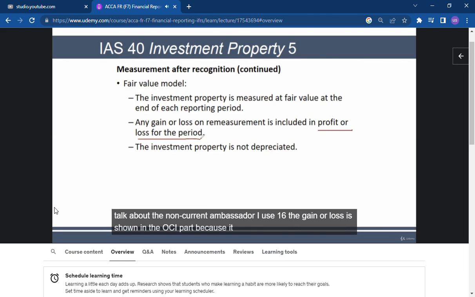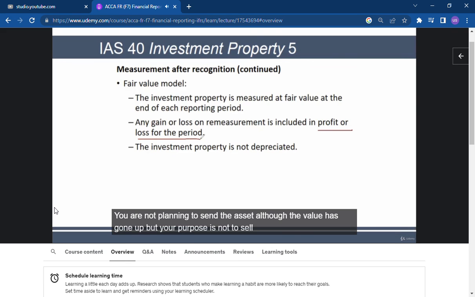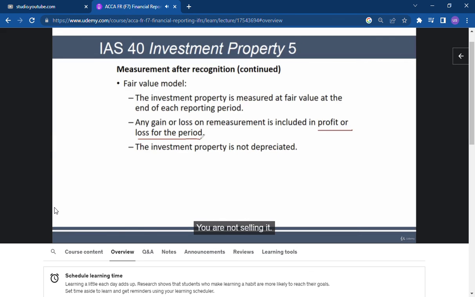But if you talk about the non-current asset under IAS 16, the gain or loss is shown in the OCI part because it is unrealized. You are not planning to sell the asset. Although the value has gone up, your purpose is not to sell the asset, your purpose is to use the asset. And that gain is unrealized. You are not selling it. So it goes in the second part, which is called the OCI part. Are we clear on that?